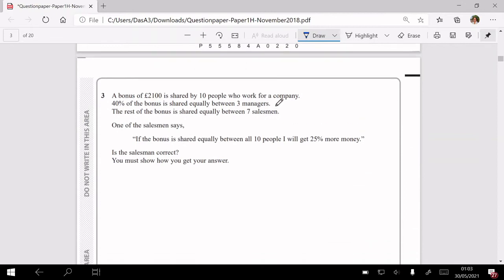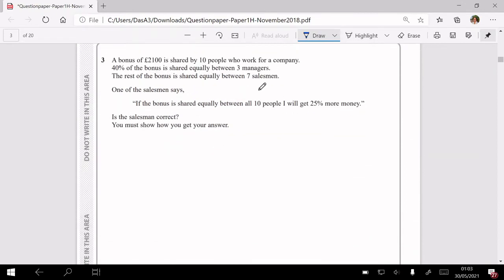This is a big question which requires a lot of patience. It's a 5-marker. So let's quickly highlight the key terms. A bonus of 2,100 is shared by 10 people who work for a company. 40% of the bonus is shared equally between 3 managers. The rest of the bonus, which means 60%, is shared equally between the 7 salesmen. One of the salesmen says, if the bonus is shared equally between all 10 people, I will get 25% more money. Is the salesman correct?